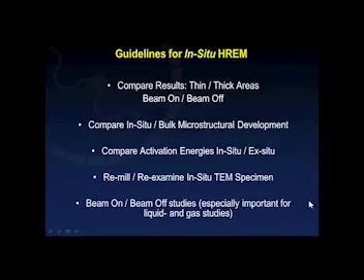So there are some guidelines that have been developed for in-situ TEM over the years, which are to compare the results from thin and thick areas of the sample, to perform the experiments with the electron beam on versus electron beam off to see if there's any influence of the electron beam. One can also compare in-situ versus ex-situ experiments by looking at the bulk microstructure development and compare activation energies. And an advantage of having a thin foil sample is that after the first round of in-situ TEM experiments, you can ion mill the thin foil sample and re-examine the new thin electron transparent regions.